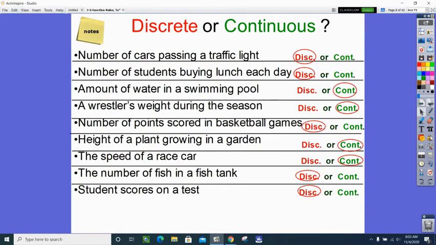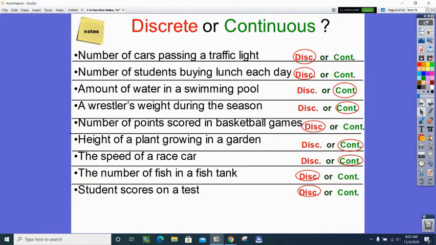Let me show you that again in case you missed it. There are the answers that we just talked about. So basically, if you have a discrete graph, you wouldn't connect the points. And if it was a continuous graph, you would.